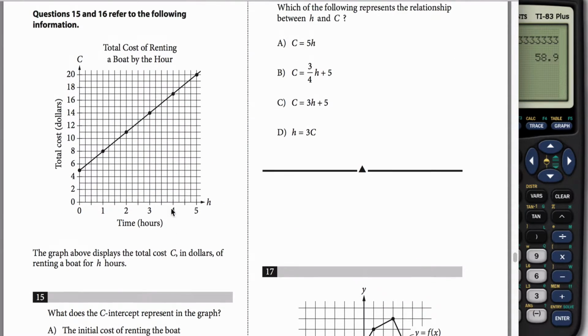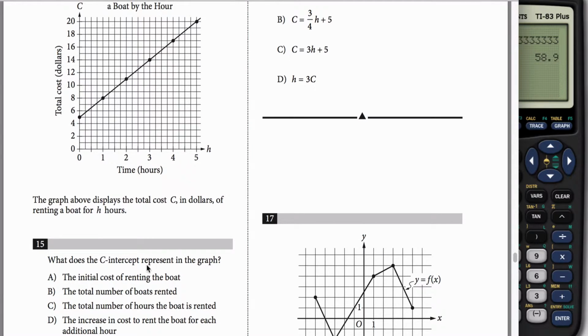15. You're given this graph, this linear equation, which shows up over and over in these SAT tests. And you're told 15 and 16 refer to this. This is the total cost of renting a boat by hour. In other words, if you want to rent a boat, you're paying $5 no matter what. And then every extra hour you keep the boat, it looks like you pay an extra $3. So $5 if I just rent it and give it right back. But if I keep it for an hour, it's $8. For another hour, so 2 hours total, we're up to $11 and so on.